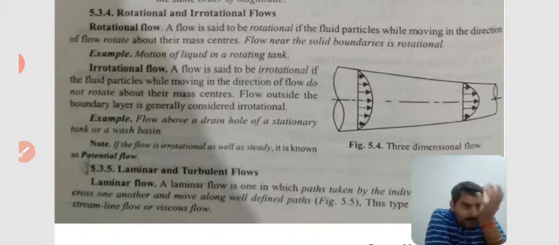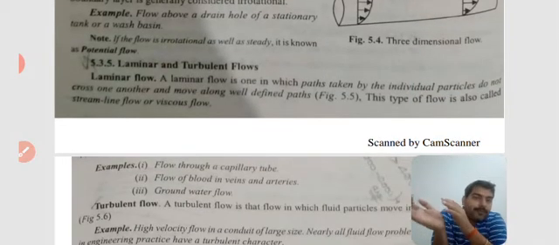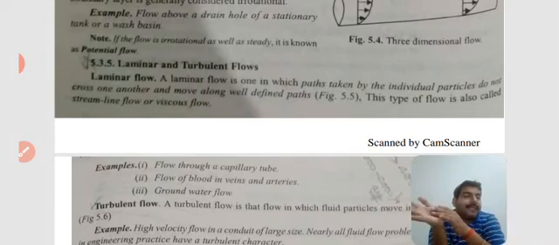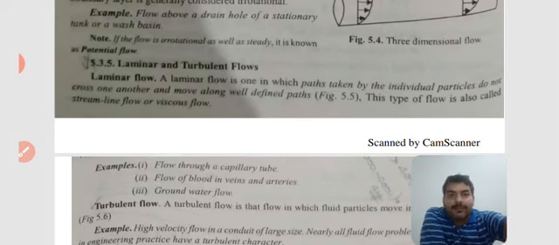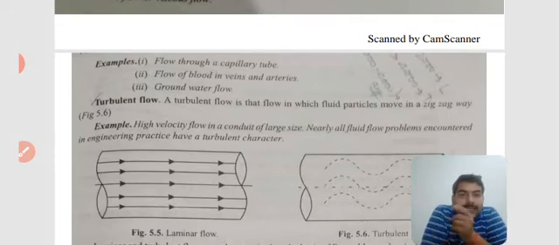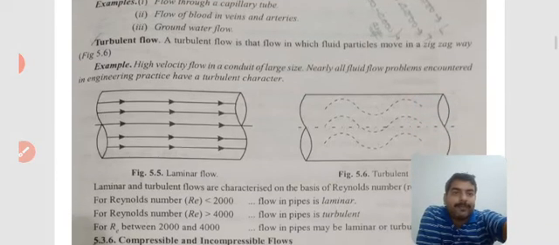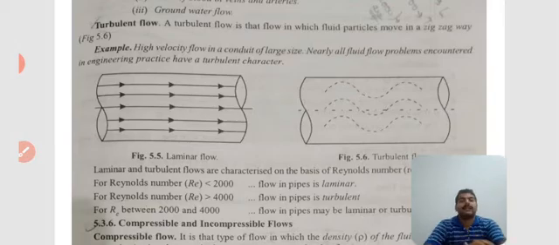Now, laminar flow was also covered in the previous lecture. Laminar flow is a flow in which the paths taken by the individual particles do not cross each other and flow separately, layer by layer. It is called laminar flow due to viscosity, and you see in the picture, this is the laminar flow, and this is the turbulent flow. Turbulent flow is the flow in which fluid particles move in zigzag paths, mixing with each other.